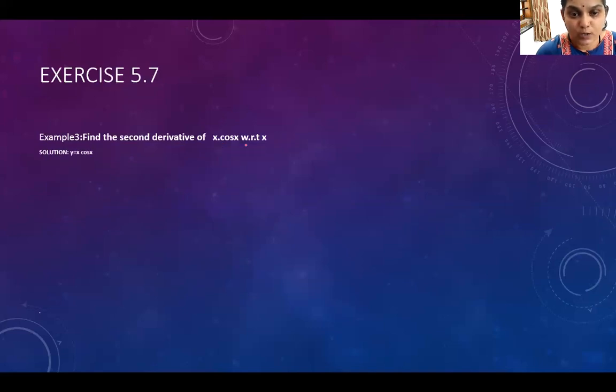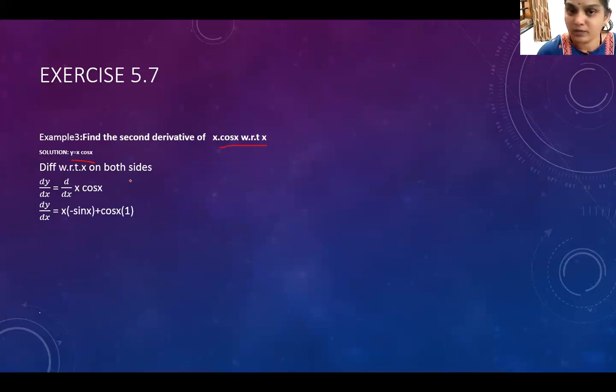Similarly, x cos x with respect to x. Okay, y is equal to x into cos x. First, you will differentiate with respect to x on both sides. In x cos x, x is the first function, cos x is the second function. You have to differentiate it by the UV rule. x into the derivative of cos x, minus sin x, plus the second function cos x as it is, into the derivative of the first function, which is 1.